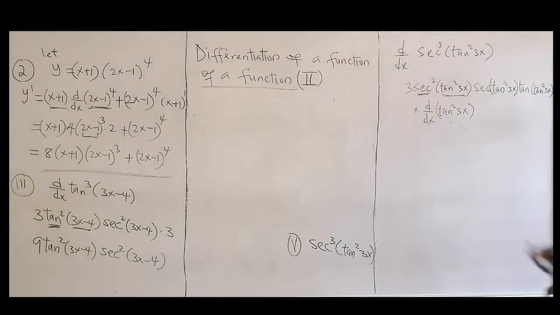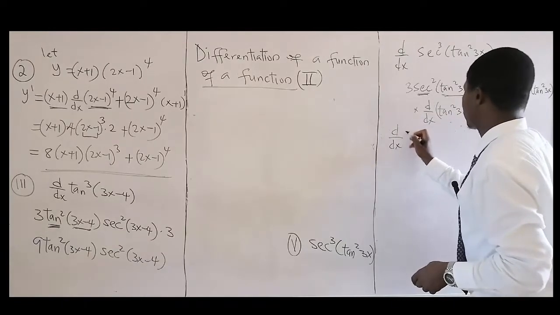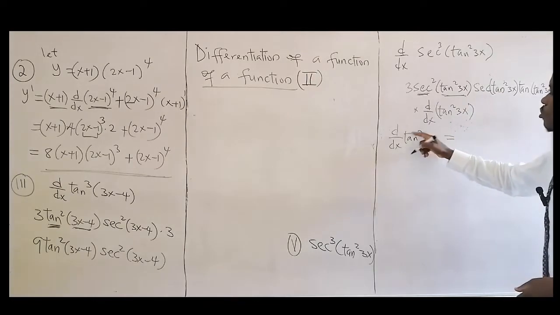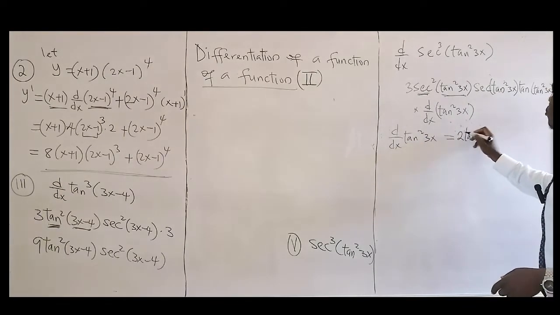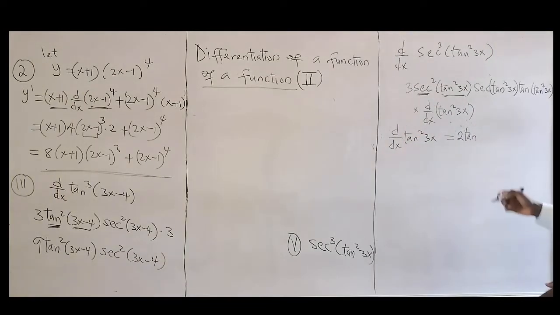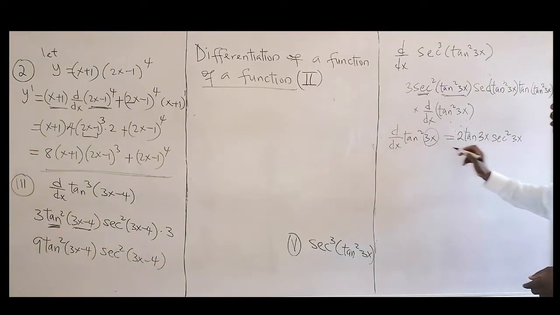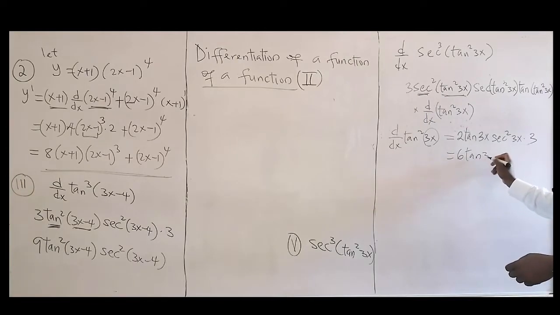So let's get the derivative of tan squared 3x. That will be equal to the 2 going to the front, 2 minus 1, power 1: 2 tan, the function, the angle. Then times the derivative of tan, which is sec squared, the function, and finally times the derivative of the angle, times 3. That will give me 6 tan 3x sec squared 3x.